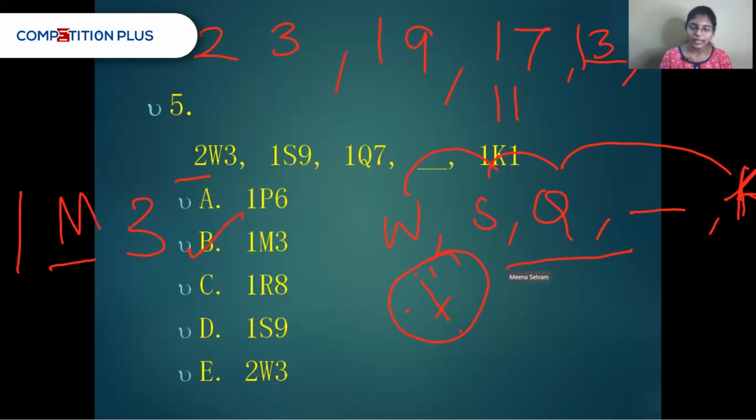So how do we find it? W is the 23rd letter, that is the 23rd placed letter in the alphabet. The letter number for W is 23, for S is 19, Q is 17, M is 13, and K is 11. That is how the letters and the numbers are related in this question, and it is a very beautiful question. So you can definitely say now that 1M3 is the correct answer, because you have also found the logic for the letters given in the question. Very simple question.